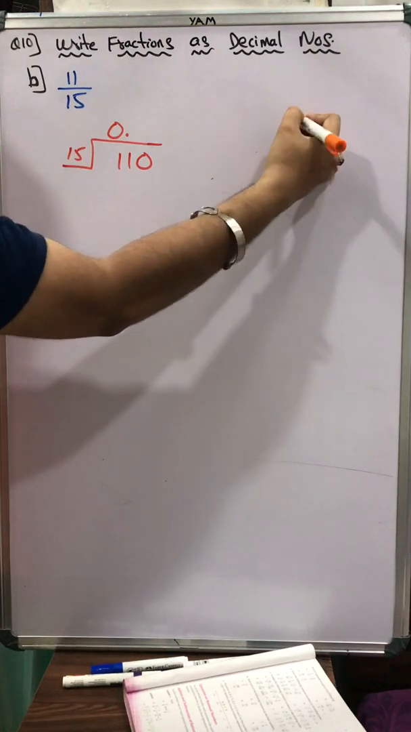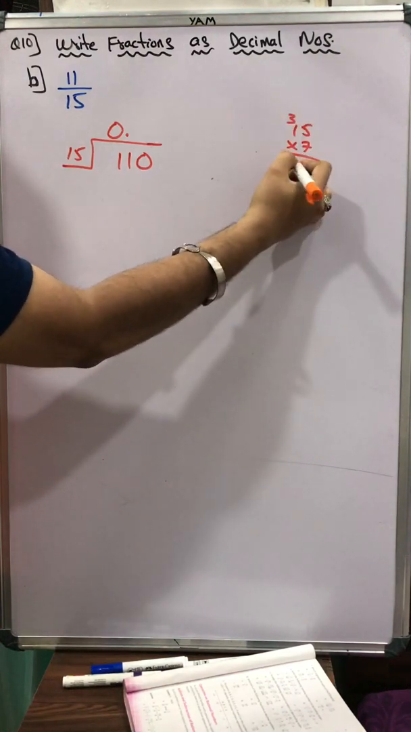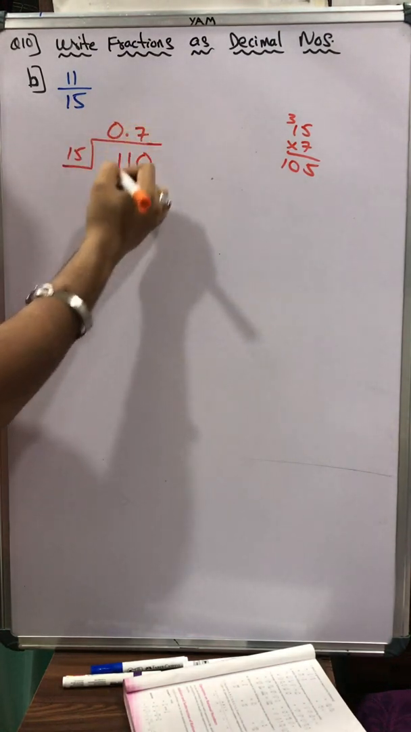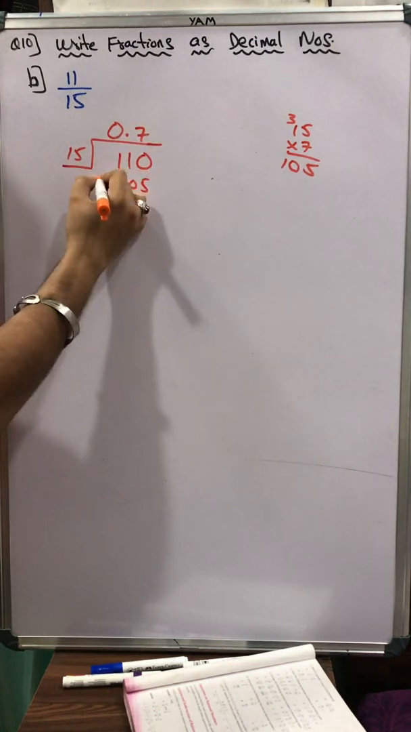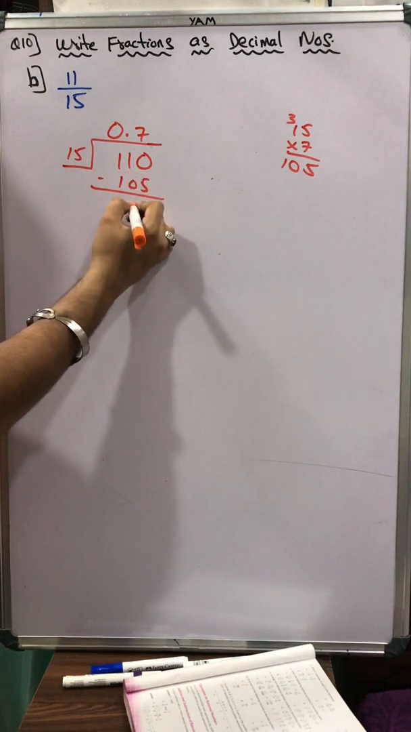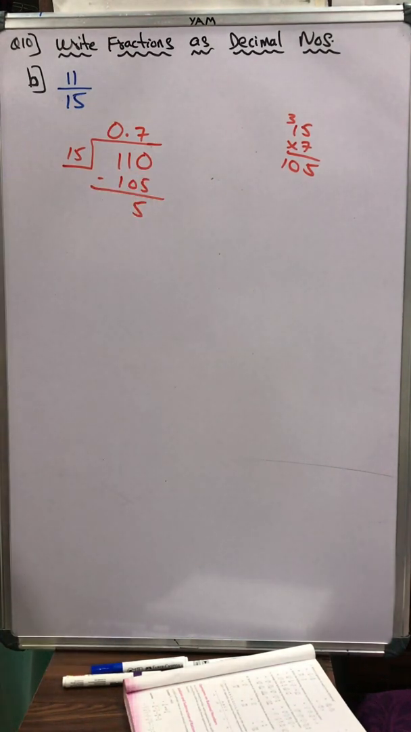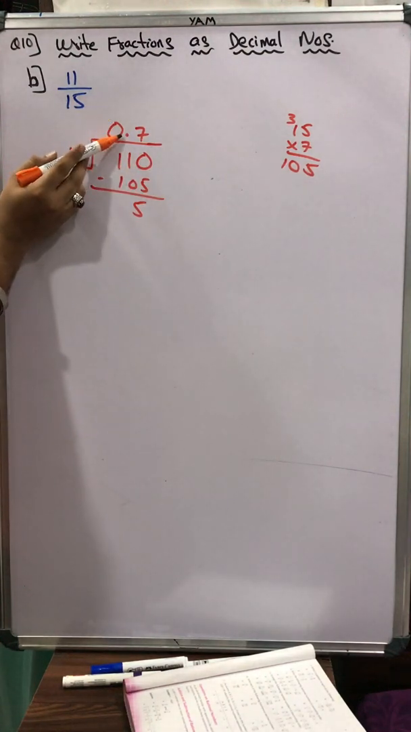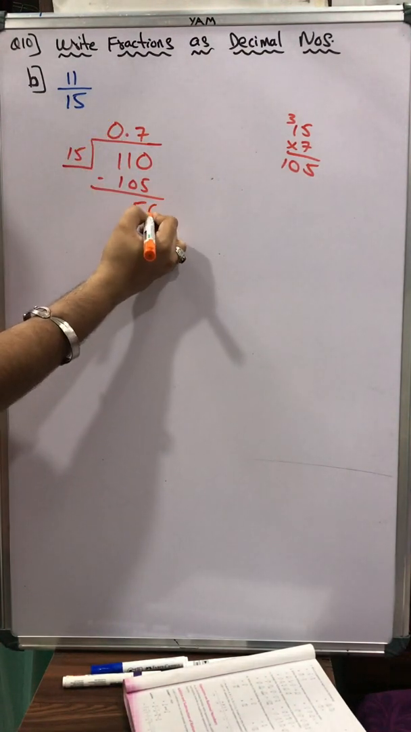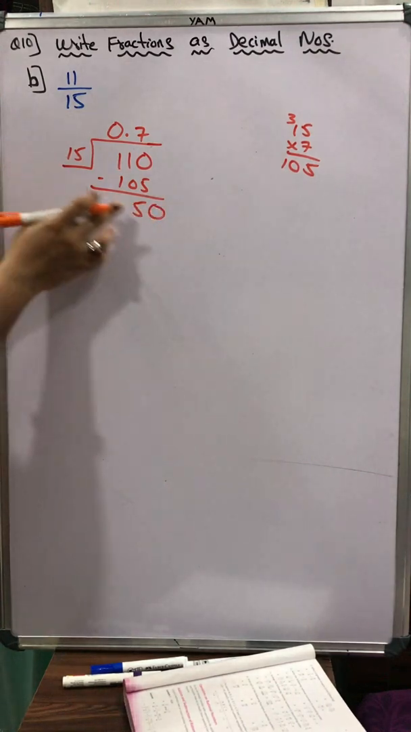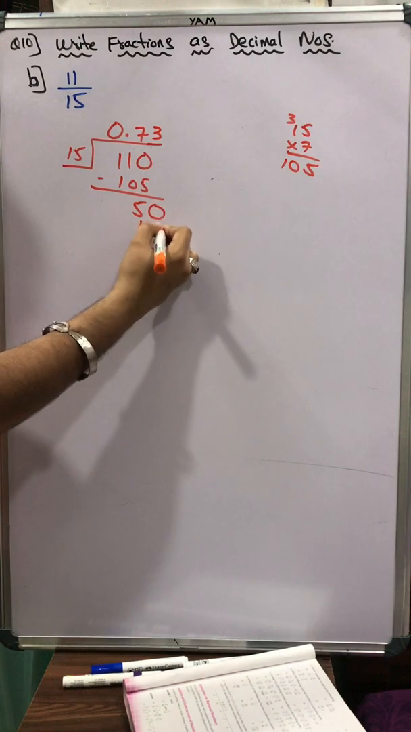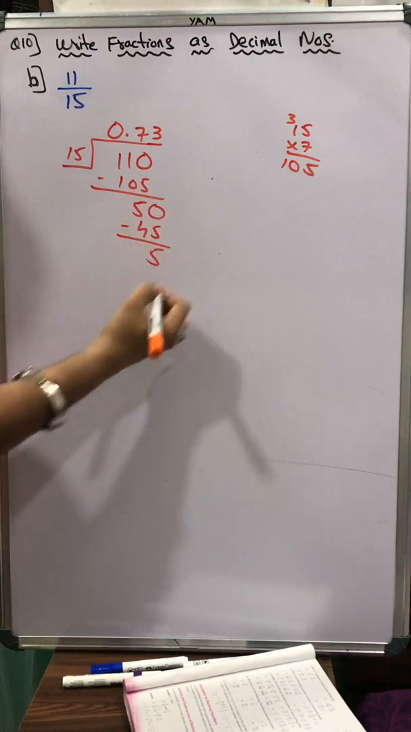7 5s are 35, carry 3. 7 1s are 7 plus 3. It's 105. This is 110. Okay, fine. So 15 7s are 105, minus. Okay, I'm remaining with just a 5. But the benefit of the decimal point is, because we already added a decimal point, every time I can append a 0, so it becomes 50. 15 3s is 45. So I'm left with 5 once again.